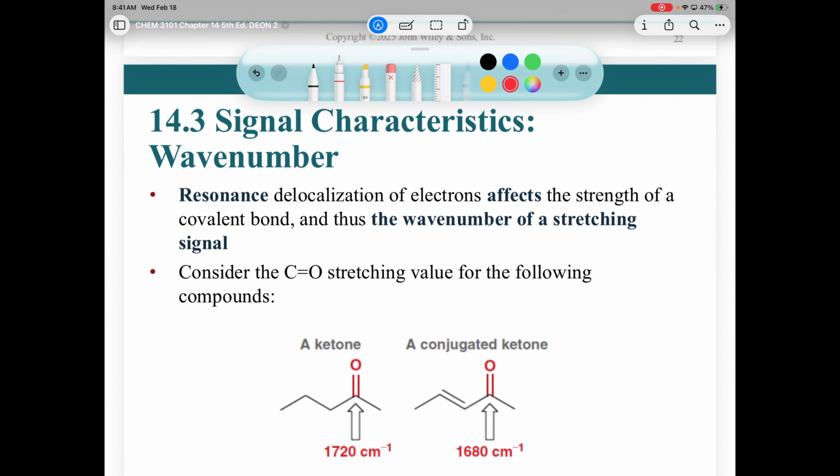Now, in terms of the wave number, we said that wave number is affected by bond strength and the mass of the atoms in the bond. So we're going to talk about bond strength for a couple more seconds here, and we're going to bring up the concept of resonance. You're like, oh boy, chapter 2, it's back. It turns out that resonance affects the strength of a bond. If we have a double bond that has a resonance structure where it's a single bond, we know it has some double bond character and some single bond character.